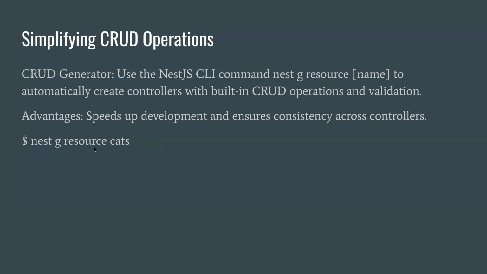If you look at this example, nest g resource cats, this command automatically generates a full CRUD controller for cats with all related methods and routes predefined.